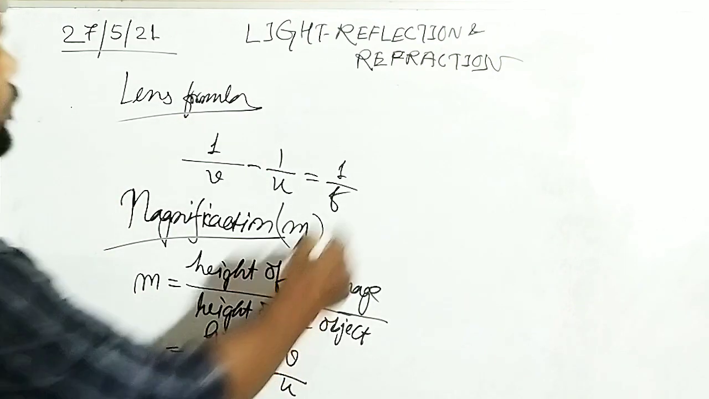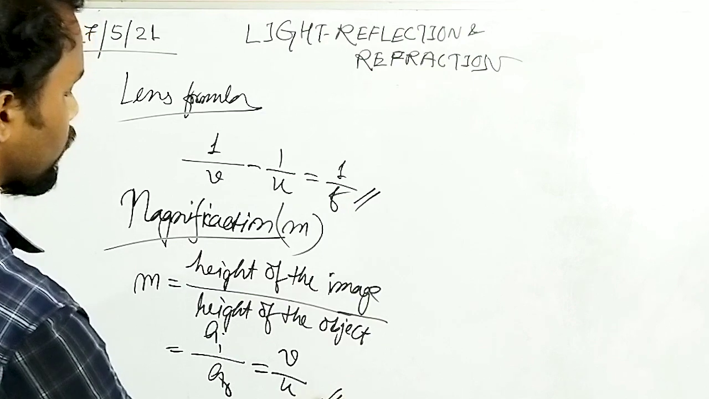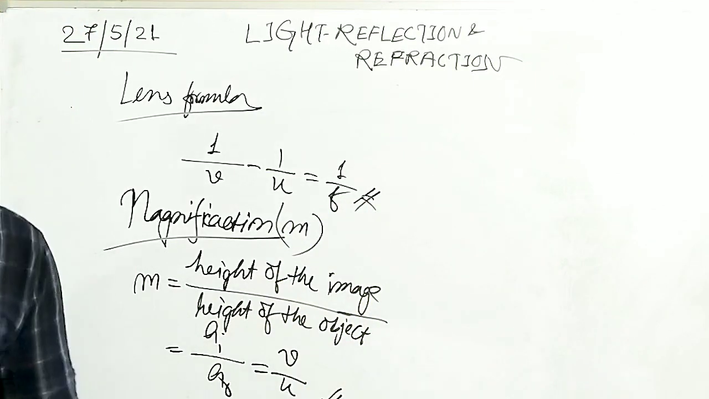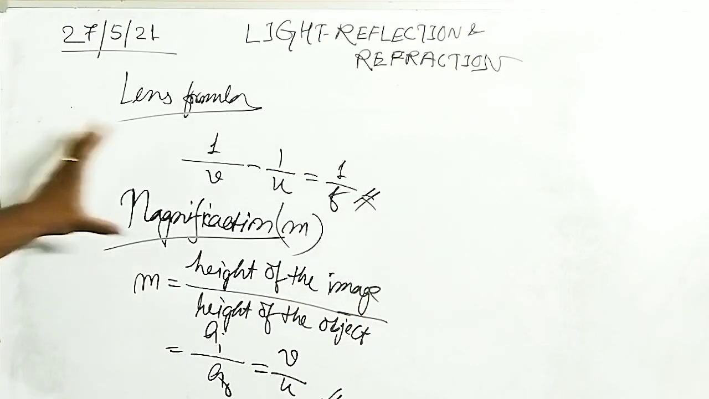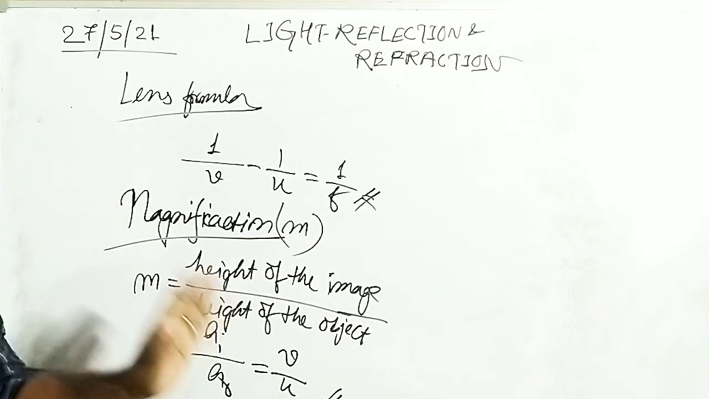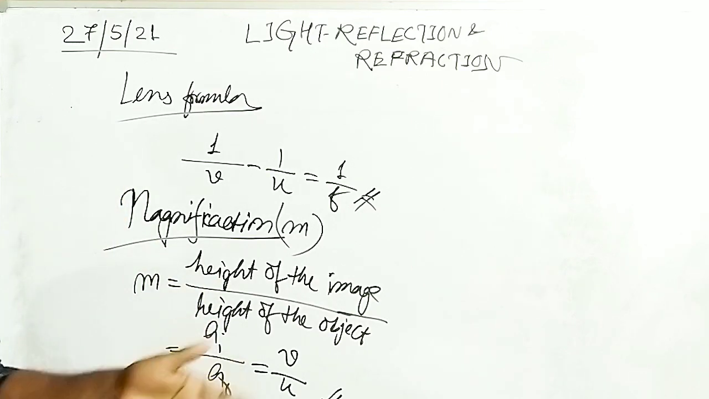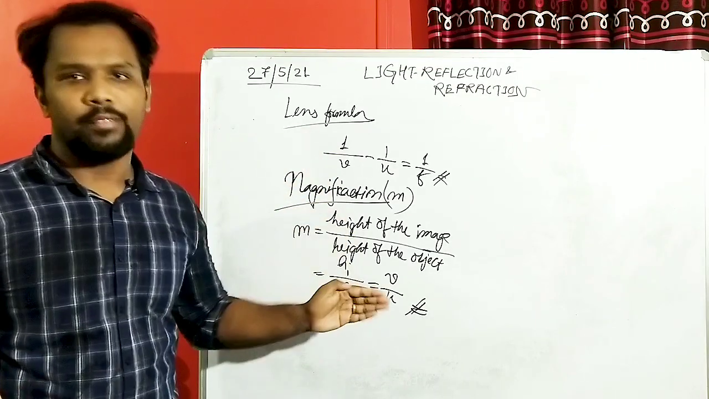We have to remember this relation, and we have to use it to find the position and size of the object. So we have to use this formula to find that out. Simple, as in the case of the mirror we did. So it is a simple thing you have to do here.